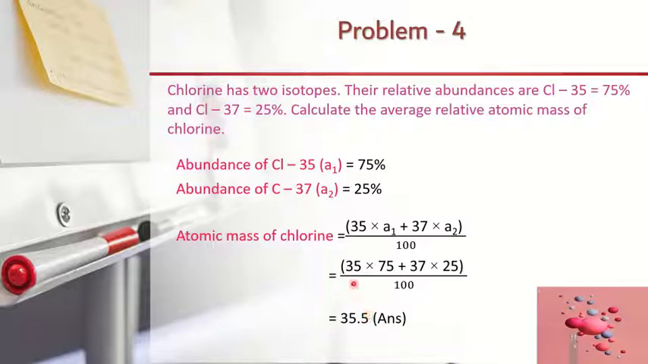Look, for carbon the abundances are 98.89 and 1.11. So it comes near about 12. But here 75 and 25. So it comes 35.5. It is the relative atomic mass of chlorine.